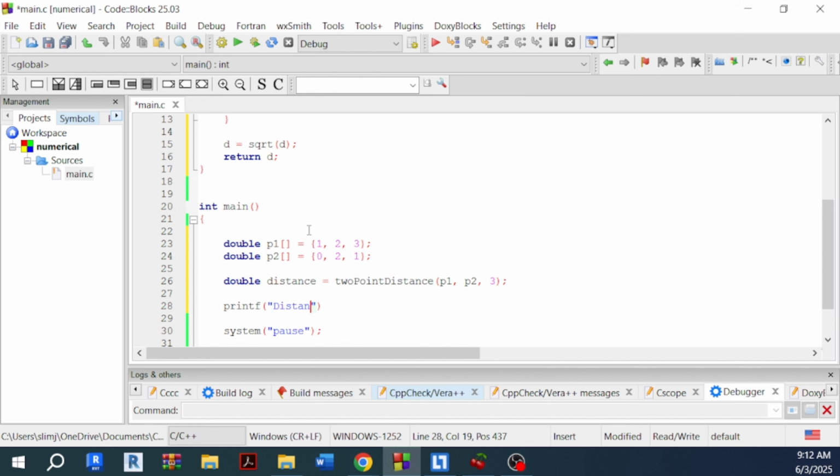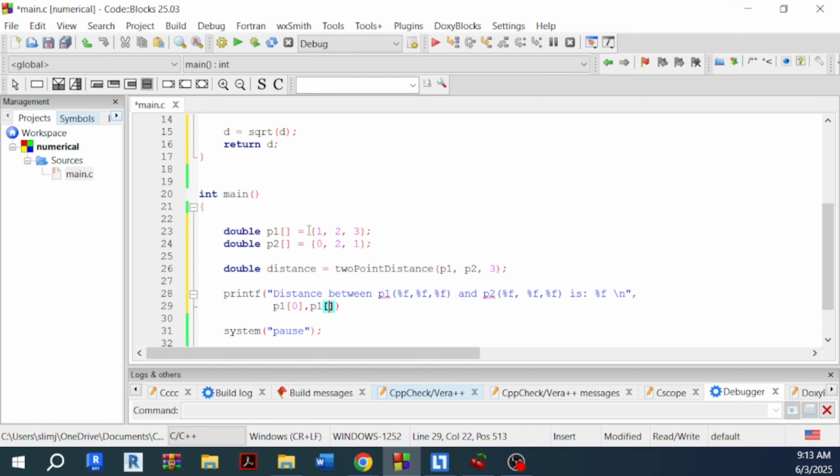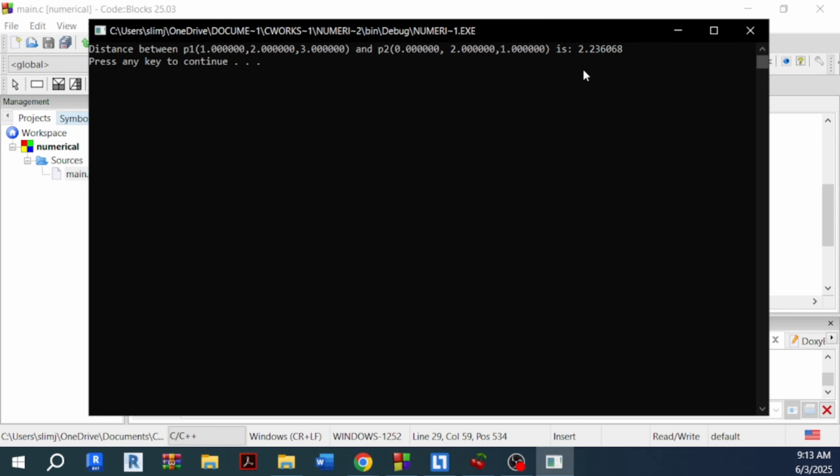Printf distance between p1, and here we're gonna place them dynamically. That's the first coordinate, second coordinate, third coordinate, and p2, first, second, third, is the distance. And going to the next line. p1[0], p1[1], p1[2], p2[0], p2[1], p2[2], and distance. And this is the distance between these 2 points.